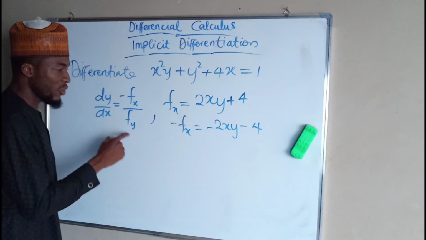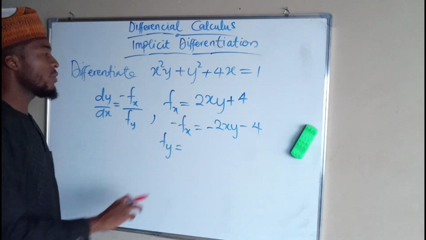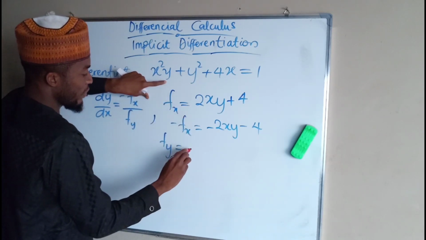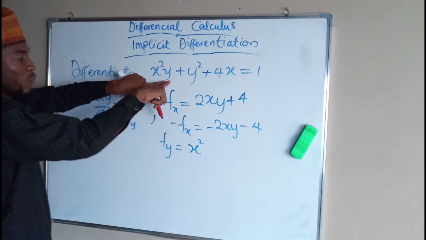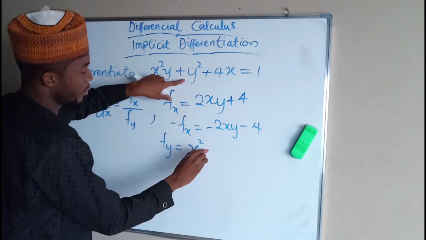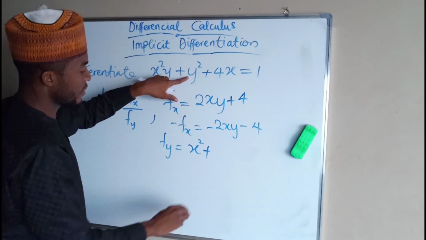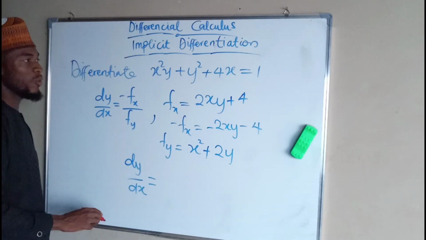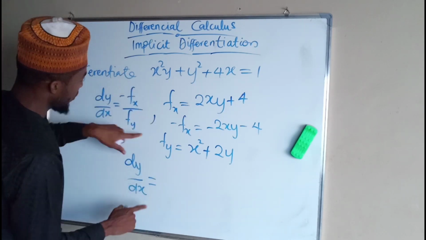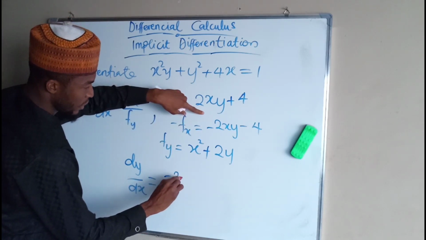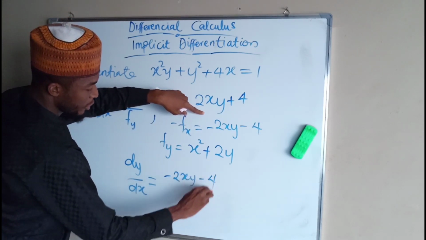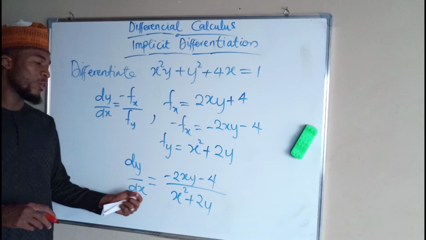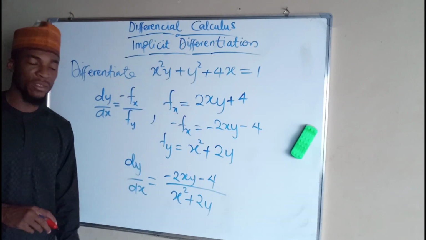Then the second one, f subscript y. We are going to differentiate the whole of the function with respect to y. The first term, if we differentiate y, we are going to obtain only x squared, because this will give us 1 times x squared, which is x squared, plus the second term will give us 2y. dy over dx will be the derivative of the whole of the function. Negative f subscript x is minus 2xy minus 4, divided by x squared plus 2y. So this is the derivative of the whole of this implicit function.